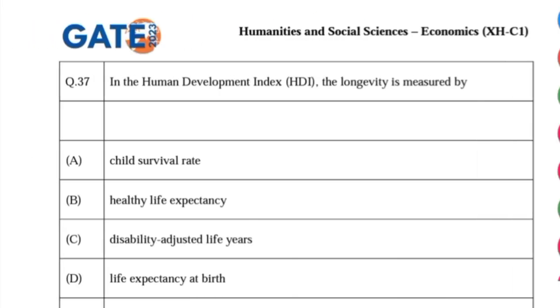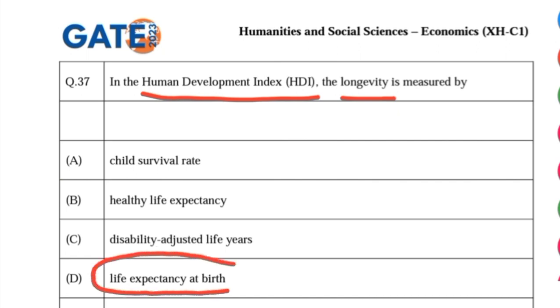Next question is, in the Human Development Index, longevity is measured by, the options are given here. So life expectancy at birth is the measure of longevity. Child survival rate, it is not. Healthy life expectancy, it has nothing to do with this. Disability adjusted life years, no. So the correct option should be option D.